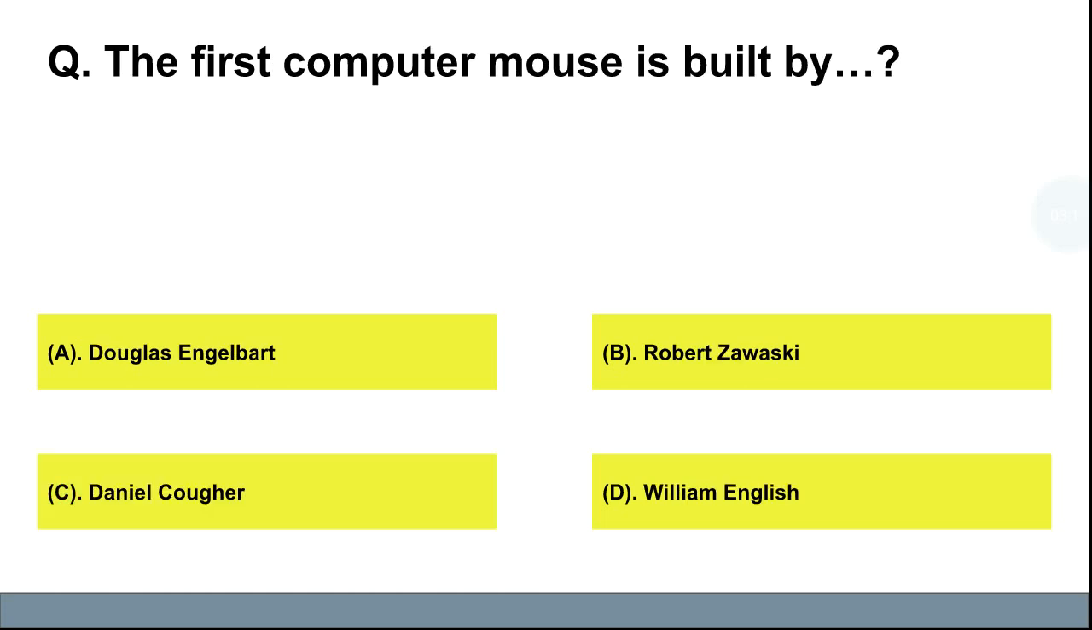Next question: the first computer mouse was built by option A, Douglas Engelbart, option B, Robert Zawinski, option C, Daniel Gothard, option D, William English. And the correct answer is option A, that is Douglas Engelbart.